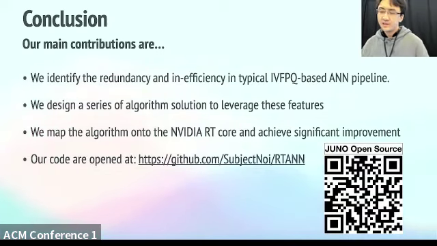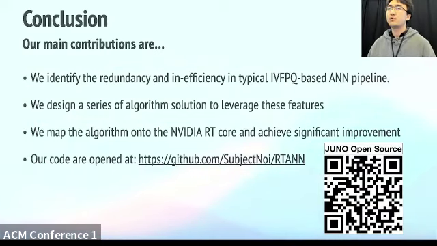So here's the question: the RT core can accelerate the tree traversal, but the conditions on the tree nodes are fixed. So if the RT core could provide some more programmability, we could adjust the comparison. We could adjust the condition on the tree node, and we may get even more potential.